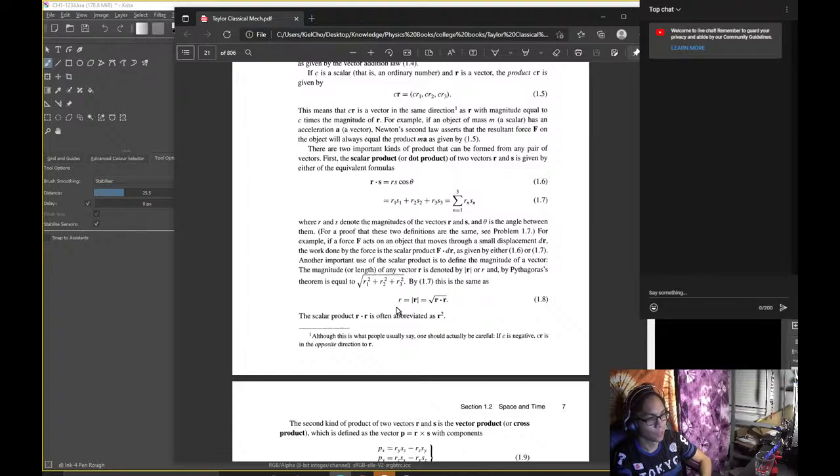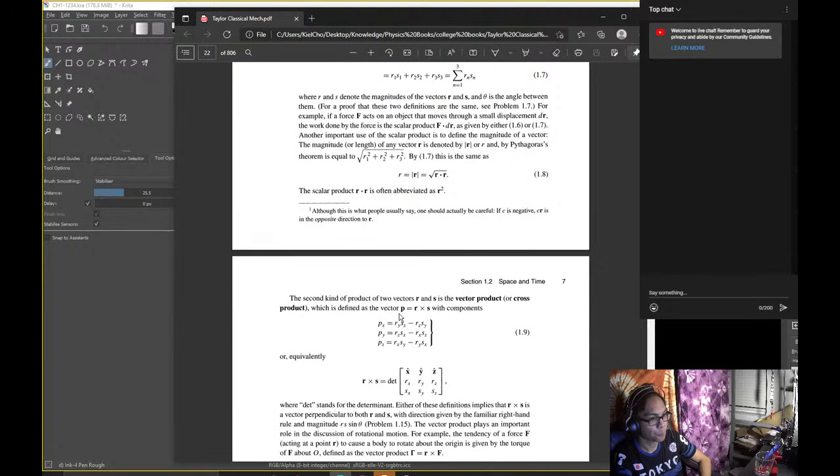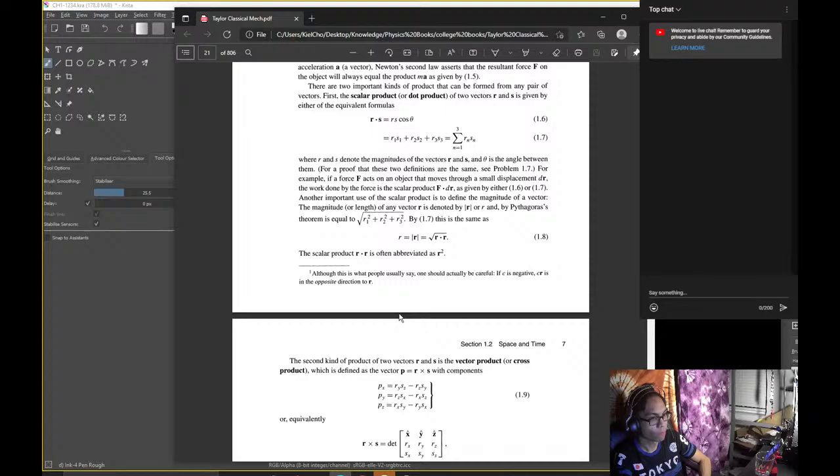By 1.7, this is the same as 1.7. It's the same as that guy. Okay. R dot product of the R. Pretty strange. It's often abbreviated as R squared. Okay. So this is probably a hint right here. R dot R. R dot R. That should be A. Wait, this should be, yeah, this is R squared. R dot R. Okay.